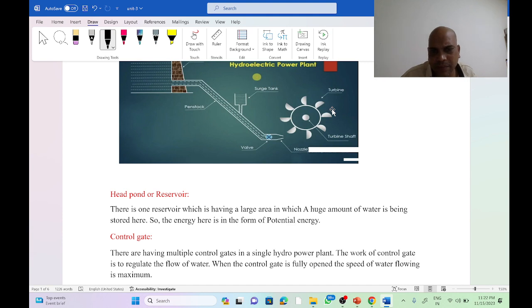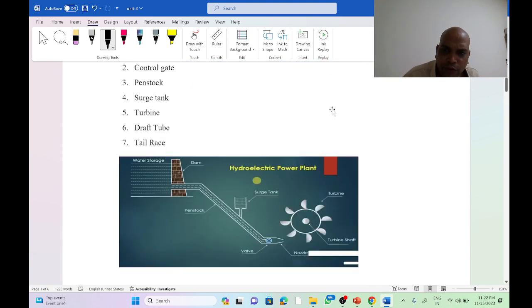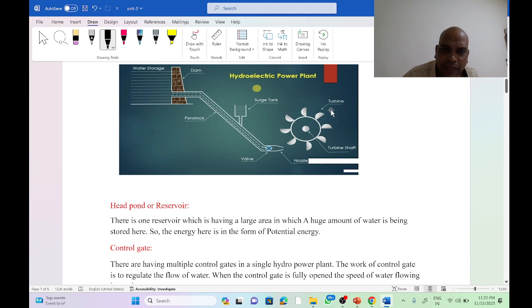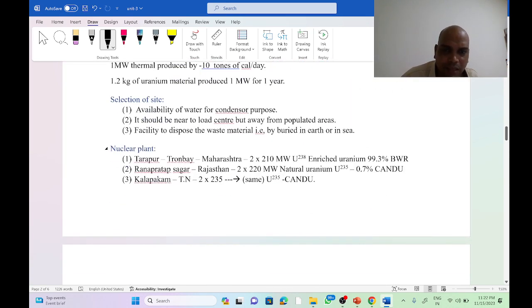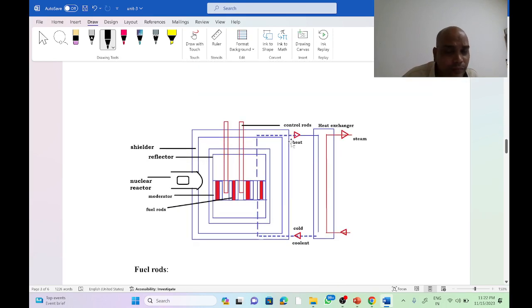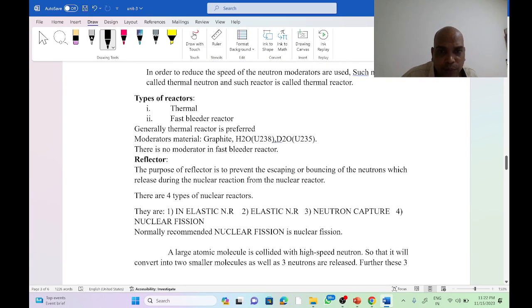So by comparison of the hydropower plant, nuclear and thermal power plant, the concept is the same. Here water will apply pressure on the turbine, but in nuclear and thermal, steam will fall on the turbine, means high pressure steam falls on the turbine, so that the turbine is rotating. So the concept is the same in nuclear, thermal and hydropower plants.